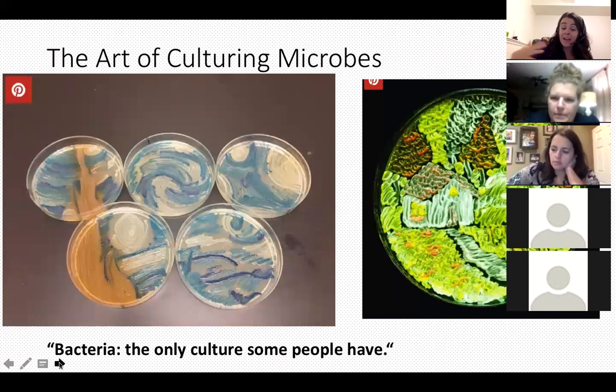Some bacteria, so the picture on the right is most likely not bacteria, it's probably yeast, but some types of microbes have pigments. And as we talk about today, some media change color as microbes are grown on them. So these were some of the entries that they got. And then the classic, again, nerdy microbiology joke: bacteria, the only culture some people have. So that's what we're going to talk about today.